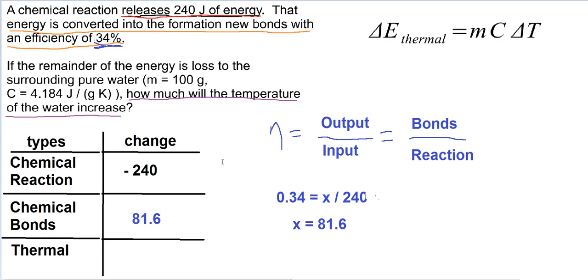Now, with those two out of the way, we are told what the change in the chemical reaction energy is. We can use our efficiency to figure out how much energy is being gained by the chemical bonds. Our very last step would be to find out, based on our energies, how much our thermal energy has changed. You can do this because we have identified all the types of energy that are present. All we need to do is ensure that this change column adds up to 0. So if you go down this chart here, you can say right away that the change in thermal energy, let's make it red here, is 158.4.